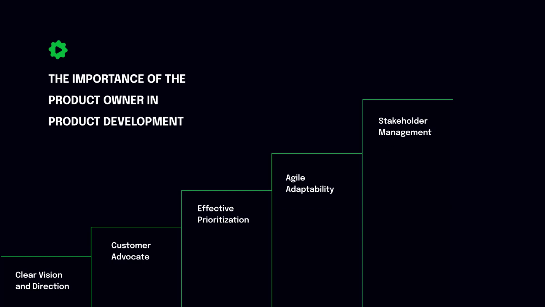Stakeholder management. The product owner acts as a liaison between the development team, stakeholders, and the wider organization. They collaborate with stakeholders, gather feedback, manage expectations, and communicate product updates. By maintaining strong relationships, the product owner ensures that their needs are considered and that the product aligns with the broader organizational objectives.